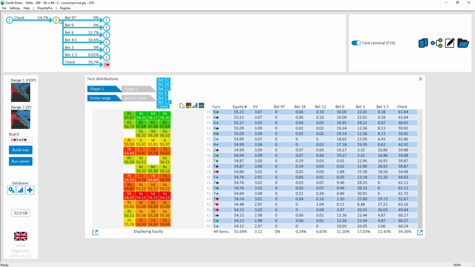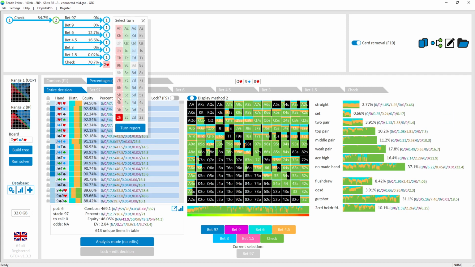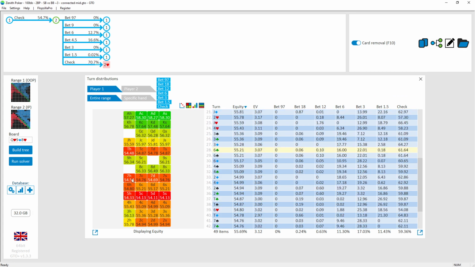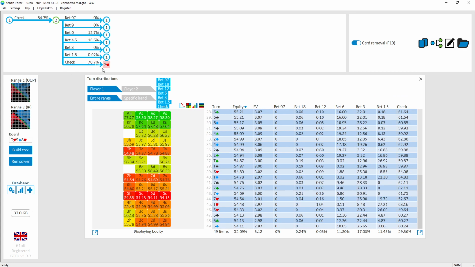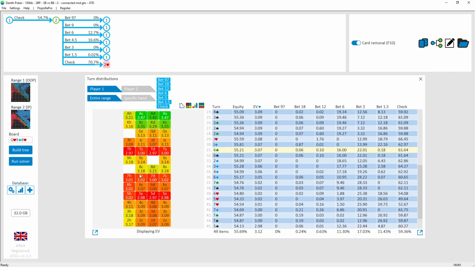So say, for example, here they're betting a lot of their straights, sets, and 2 pairs. So when they check back and they make a new straight, that's really good for the big blind in terms of overall range equity and EV. EV being quite similar to the overall equity. Looking at the EV, it's the same sort of story going on.